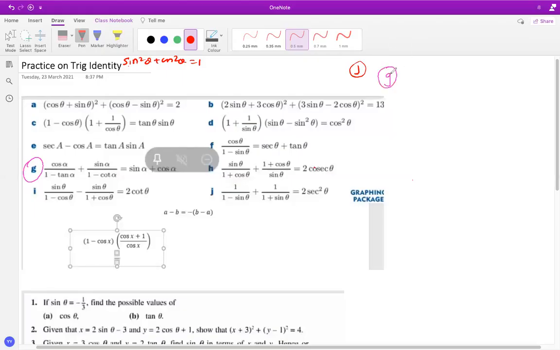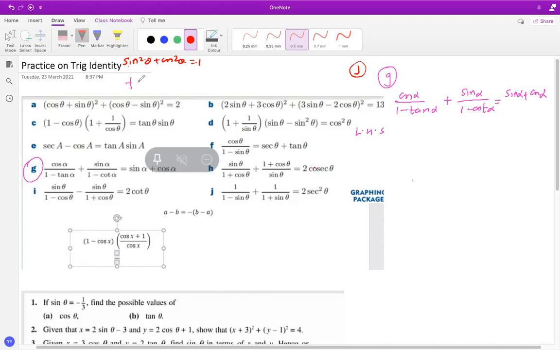Now for part G, what we do is we take the left hand side. It is cos alpha over 1 minus tan alpha plus sine alpha over 1 minus cot alpha, equals sine alpha plus cos alpha. Now I'm going to first take the LHS here. My LHS is cos alpha over 1 minus tan alpha plus sine alpha over 1 minus cot alpha.